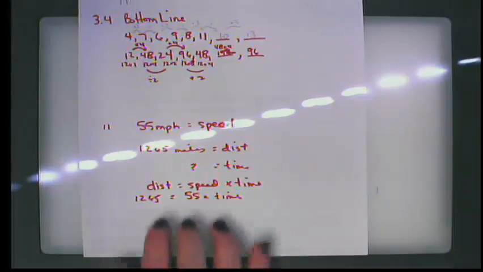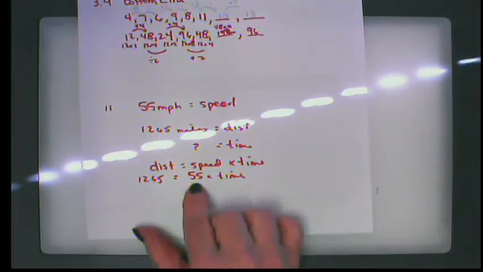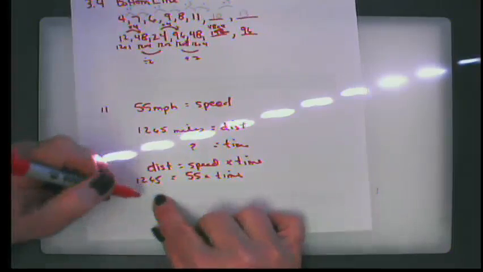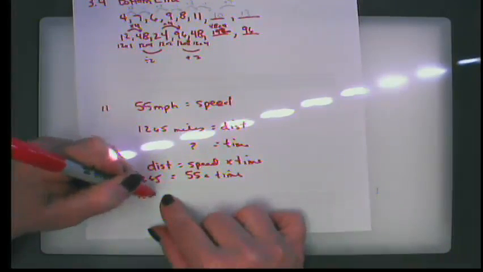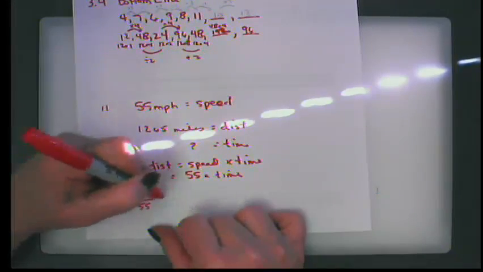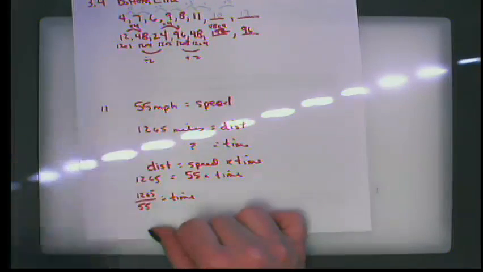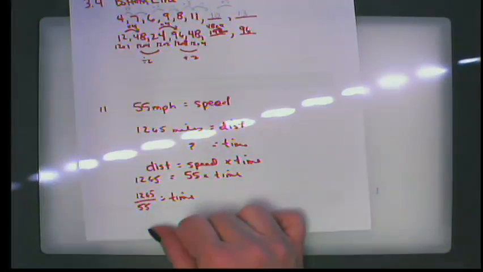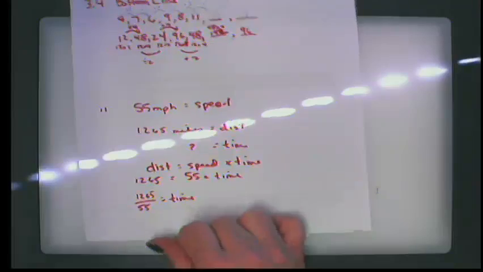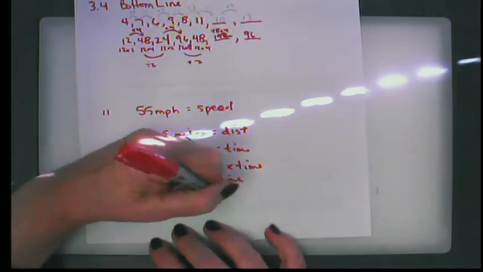Now, the way that you would do that is to take 1,265 and divide it by 55, and you'll get the number of hours that it takes. So 1,265 divided by 55 is 23 hours.